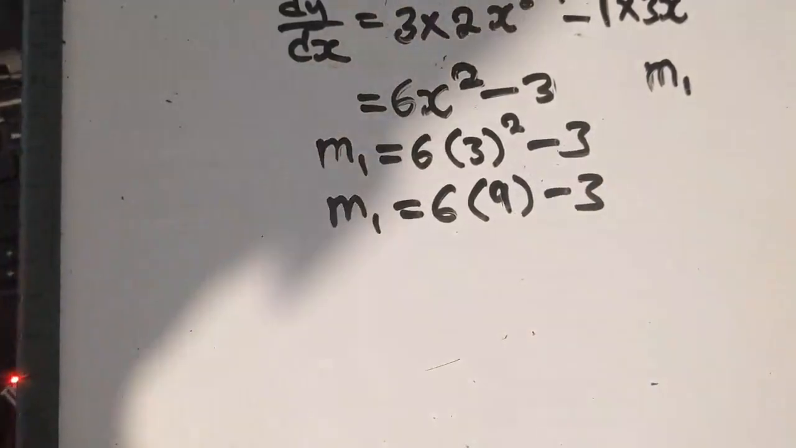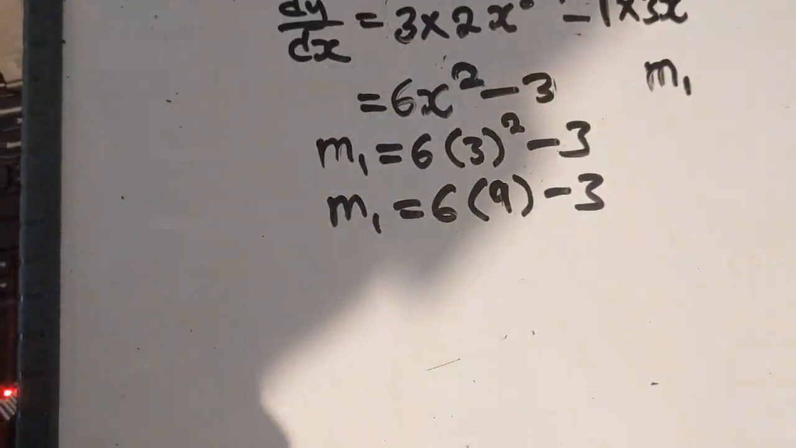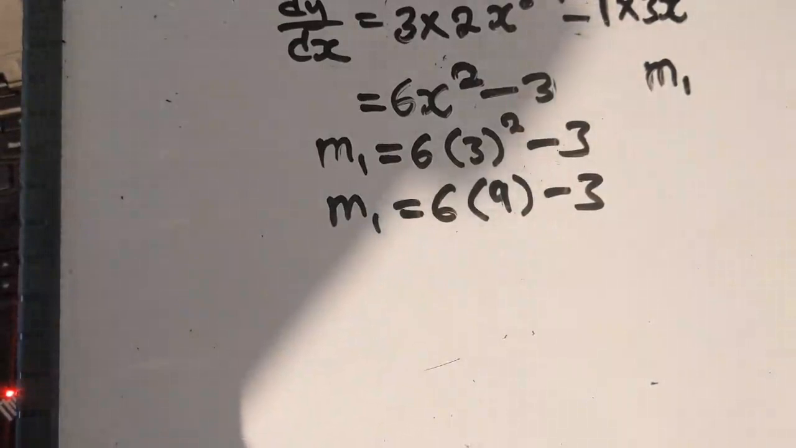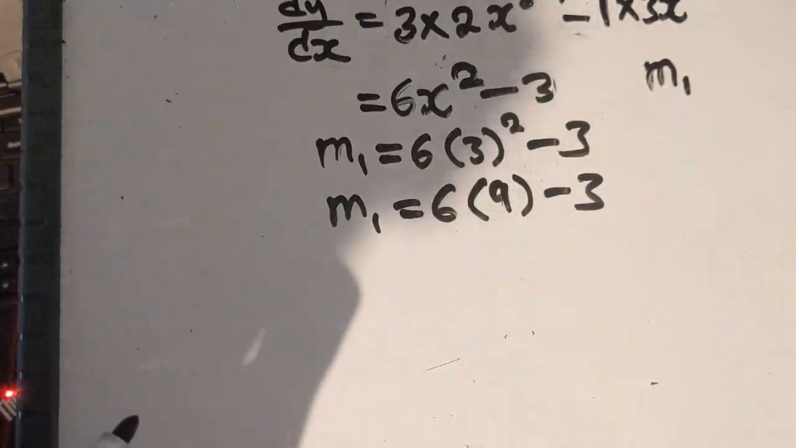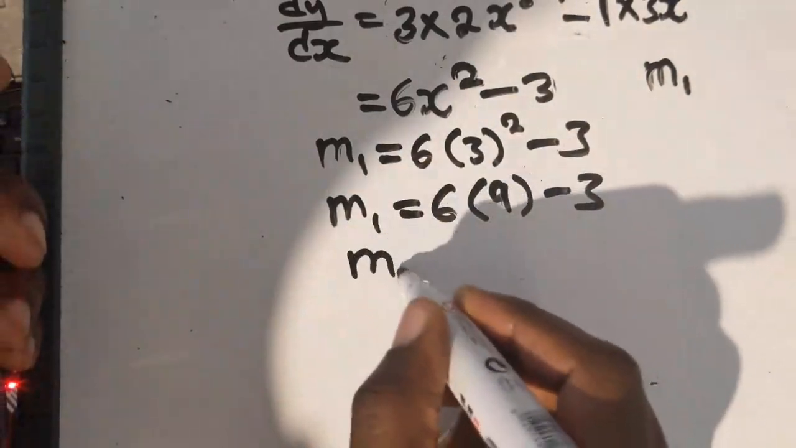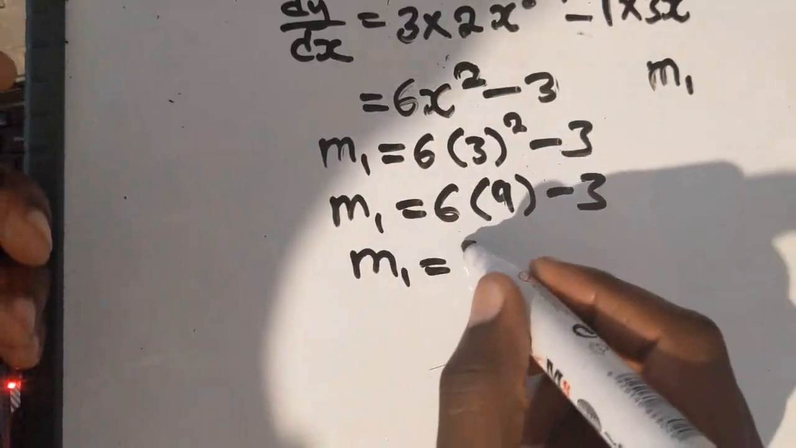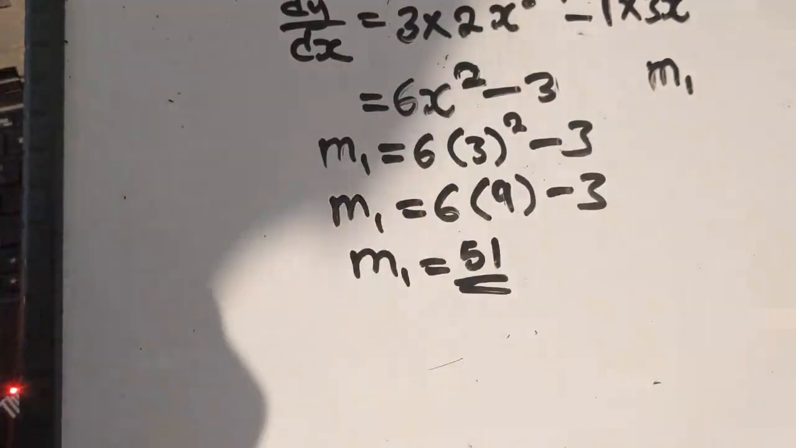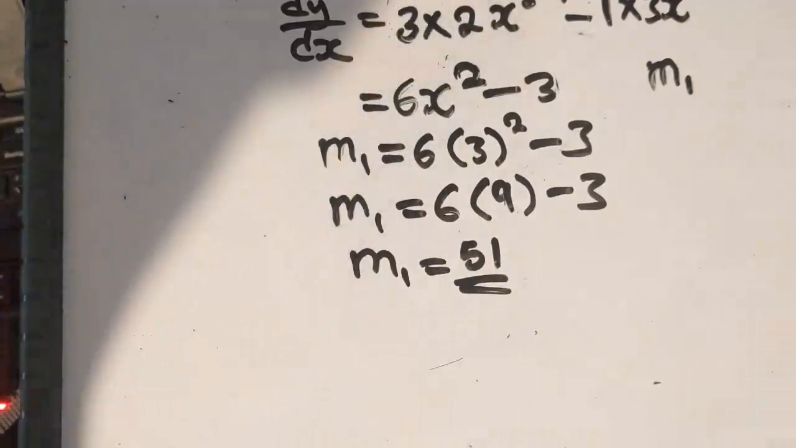So this is paper 2. You are using a calculator, so don't even worry yourself. So you can say 6 times 9, then minus 3. Okay, you're doing it with the calculator. So you're going to say m1 is equal to what? 51. That is m1.